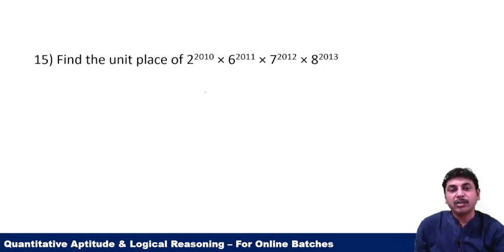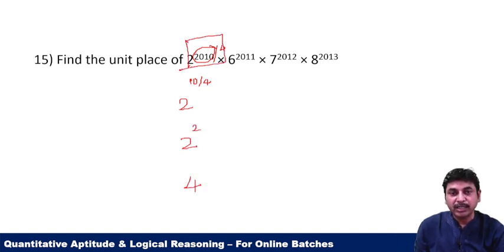Find the unit place of this number. So the cyclicity rule will be followed here. 2 raised to 2010. So just divide this by 4, because 2 follows the cyclicity of 4. So 2010 divided by 4, last two digits, so effectively 2 raised to 2, and 2 raised to 2 is 4. So the unit place of 2 raised to 2010 is 4.